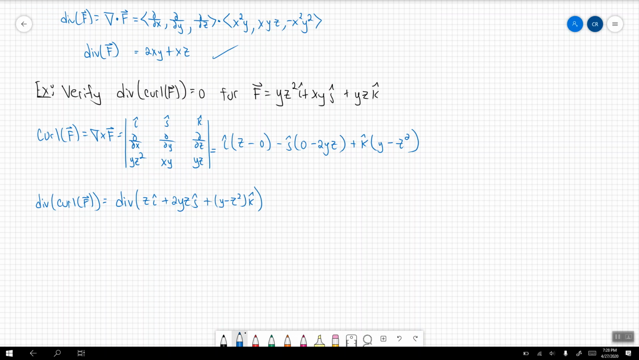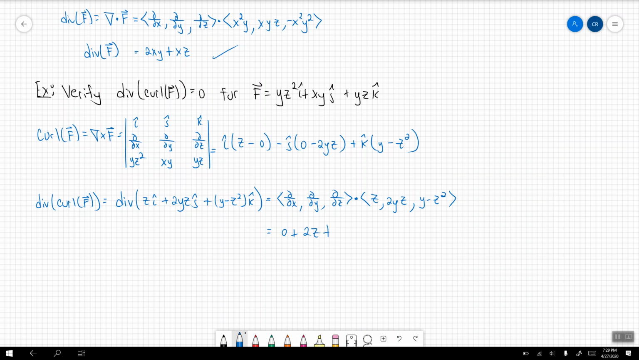So all I have to do now is calculate that divergence. Now remember, divergence, D for divergence, then that means we've got to go with dot product. So now I just need the dot product here. And the dot product is going to be with the partials, partial with respect to x, partial with respect to y, partial with respect to z, dot, and this is going to be with z, 2yz, and finally y minus z squared. And let's see. So first component here, partial with respect to x, that's going to be 0, plus partial with respect to y, that's going to be 2z.